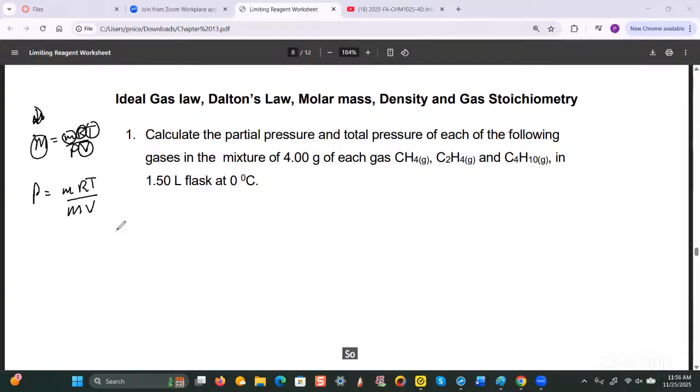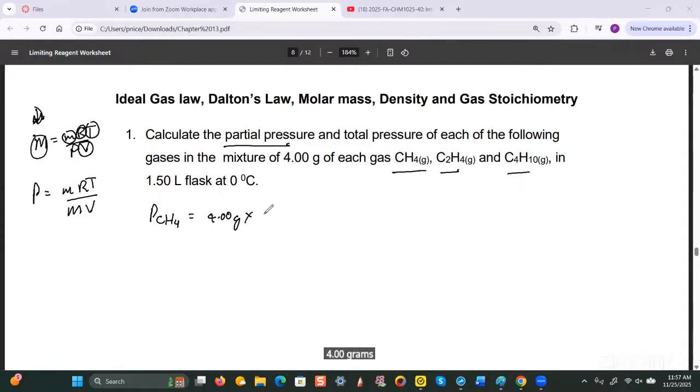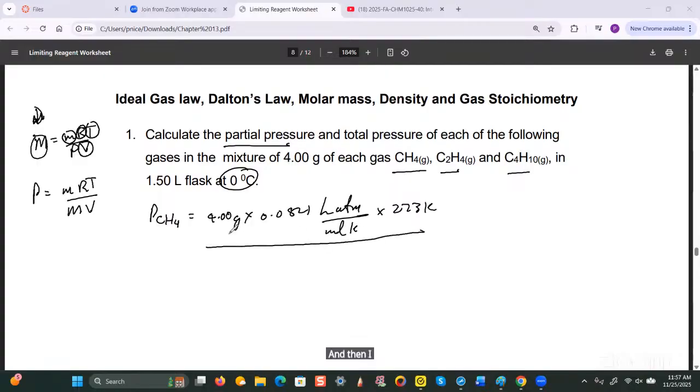So what I'm going to do is calculate the partial pressure of each of these gases, starting with CH4, which is methane. So PCH4 will be equal to the mass of methane, which is 4.00 grams, times R, which is 0.0821 liters atmospheres over mole Kelvin, times the temperature. Now the temperature is 0 degrees Celsius, which is 273 Kelvin, right? And then I'll divide all of that by the molar mass of methane. So we need to calculate that.